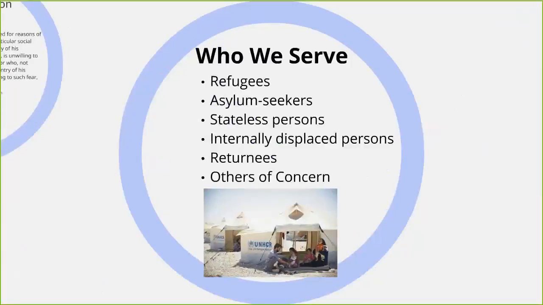Under its mandate, UNHCR provides protection to refugees, asylum seekers, stateless persons, internally displaced persons, returnees, and others of concern. Others of concern refers to specific groups of persons not normally falling under UNHCR's mandate, but to whom UNHCR extends protection and assistance pursuant to a special request by a body of the United Nations.